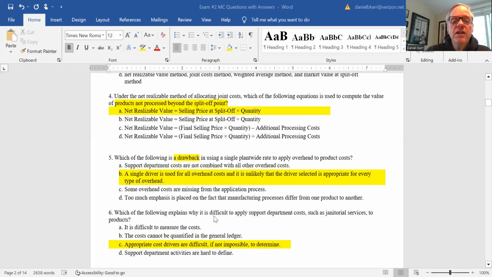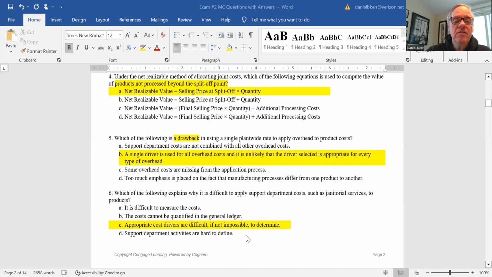6, which of the following explains why it's difficult to apply support department costs such as janitorial costs to products? Well, the best answer there is that it may be difficult to find appropriate cost drivers. When you look for a cost driver, you're looking for the thing that determines what the support cost is. In some cases it is related to square footage, in some cases it's employees, in some cases it's other things. But sometimes it's nearly impossible to come up with an appropriate driver. So the answer there is C.